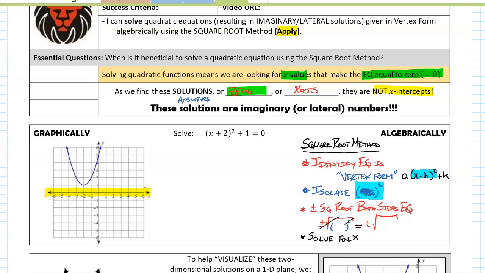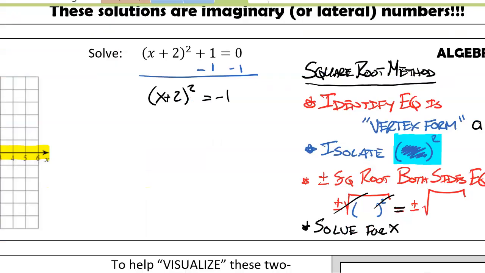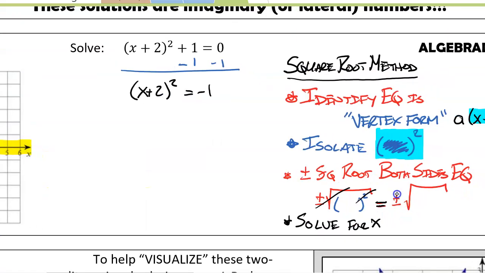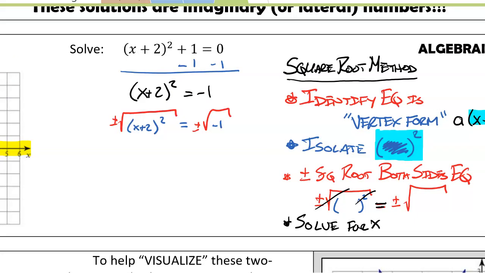The answer is no. We can go about solving this problem, x plus 2 squared plus 1 equal to 0, exactly the same way. I can start off by subtracting 1 from both sides, which isolates our something squared. So now I can take the square root of both sides, which undoes the squaring on one side, leaving us with x plus 2 is equal to plus or minus the square root of negative 1.